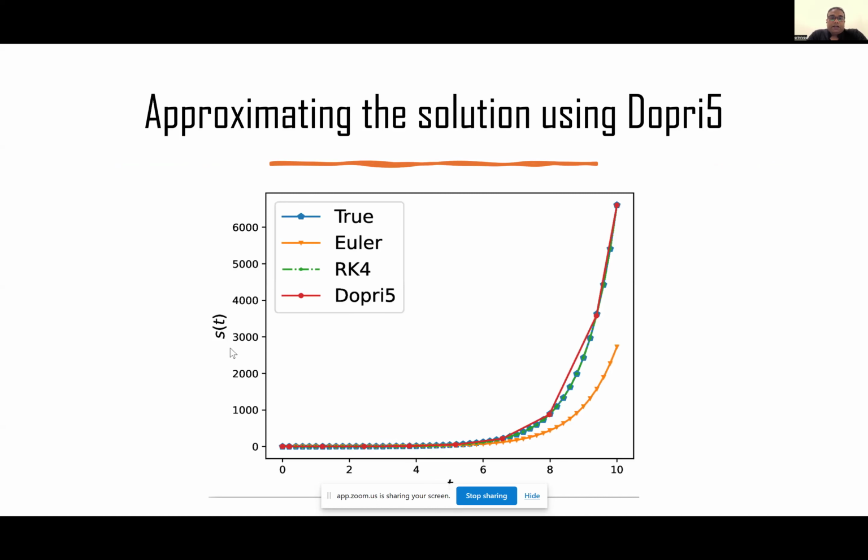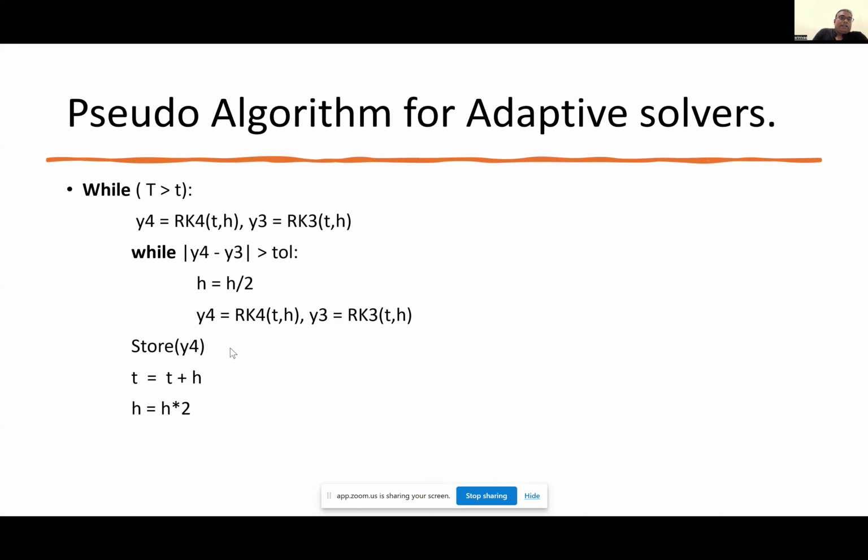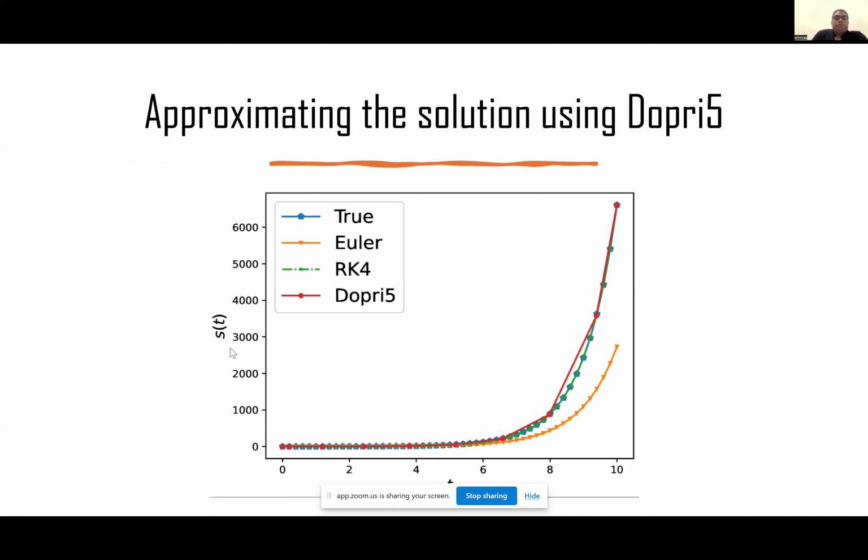Dopri5 is a fifth order numerical method. They combine both RK5 and RK4. For example, we would have to do RK5 and RK4, but Dopri5 cleverly combined both to do the same exact thing this pseudo algorithm is doing. Here you can see Dopri5, although it is taking a number of steps, is exactly overlapping these points. These are the time steps where we computed the solution. It is exactly overlapping with the exact, true solution.